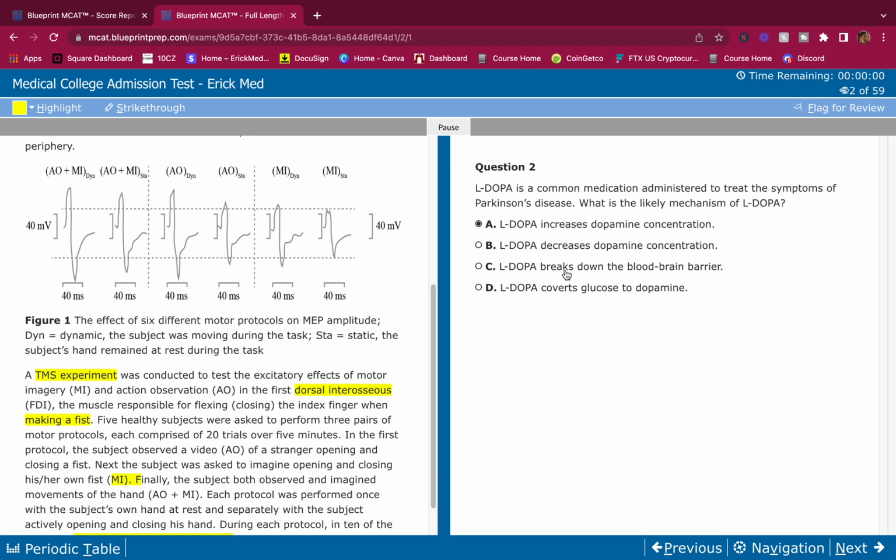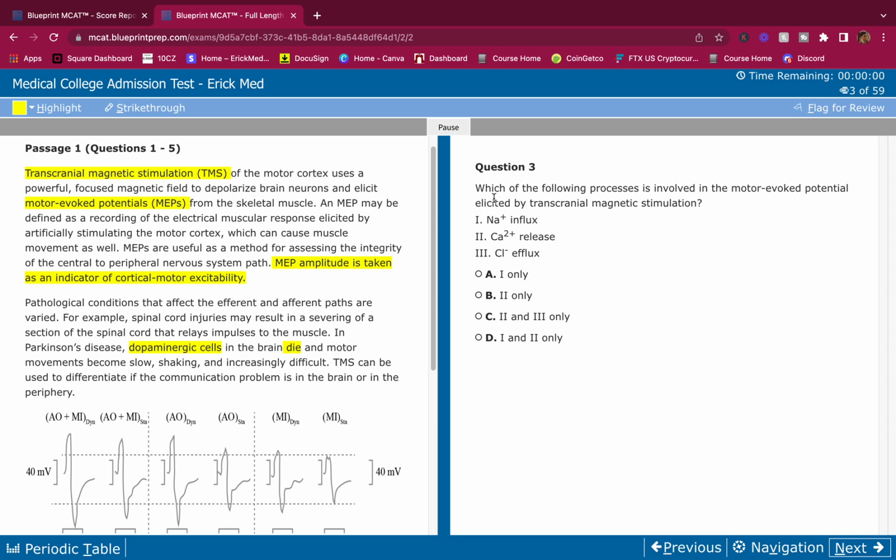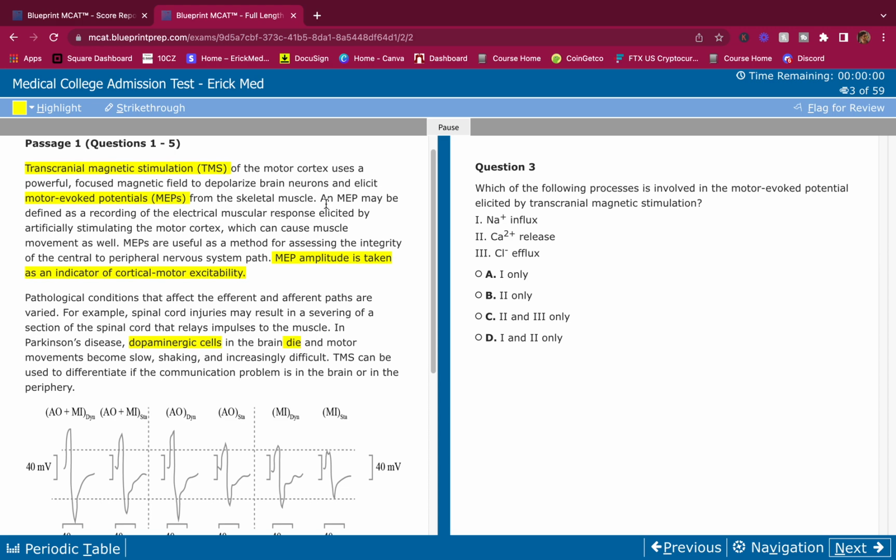A lot of students look at these reach answers, and they'll think maybe it's right. No, don't convince yourself. Stick to the evidence, stick to what you know. Answer to two is A. Which of the following processes is involved in the motor evoked potential elicited by transcranial magnetic stimulation? Again, these motor evoked potentials on skeletal muscle, you should have information on the neuromuscular junction.